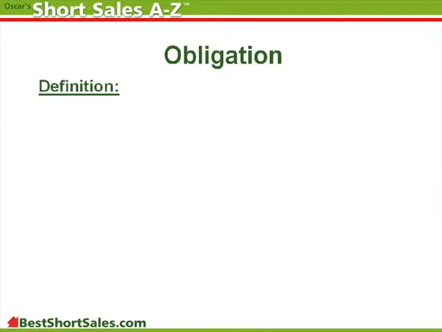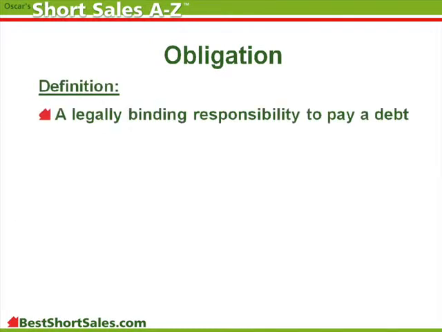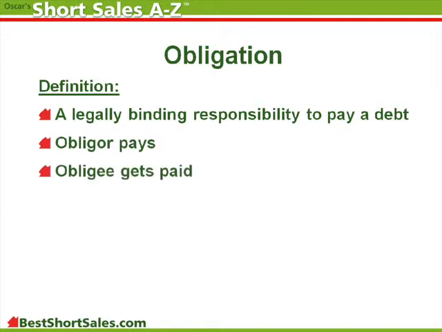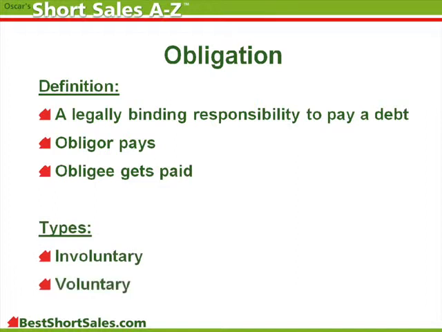Obligation. Definition. In finances, an obligation is a legally binding responsibility to pay a debt to another person or entity. In this relationship, the person responsible to pay a debt is the obligor. The obligor pays. The person or entity to be paid is the obligee. The obligee gets paid. There are two types of obligation: involuntary obligation and voluntary obligation.